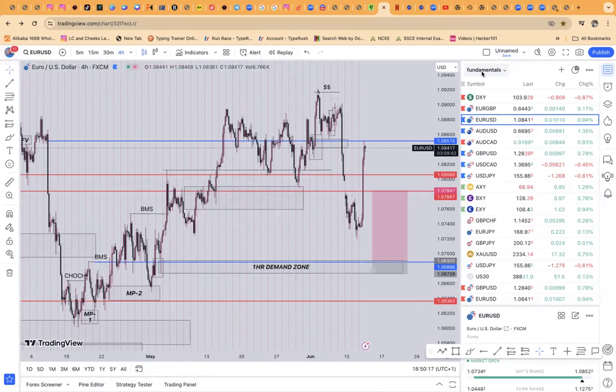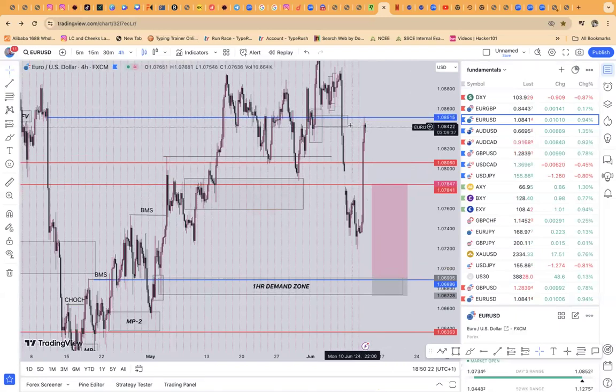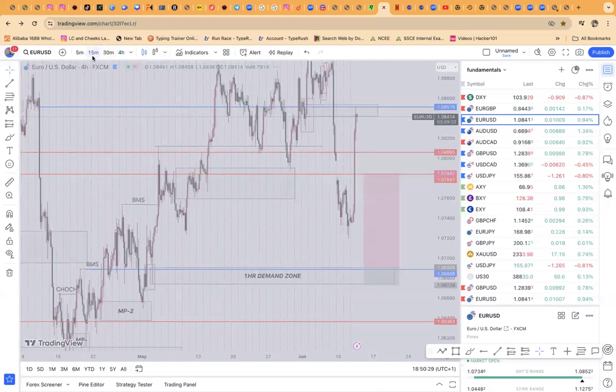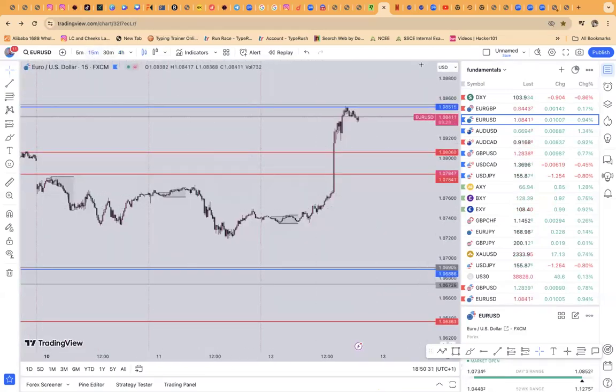On EURUSD, look at EURUSD now. EURUSD is already hitting this level. This is the level I marked on EURUSD. So around this level now, if I go to the lower time frame, at least I should be having a what?